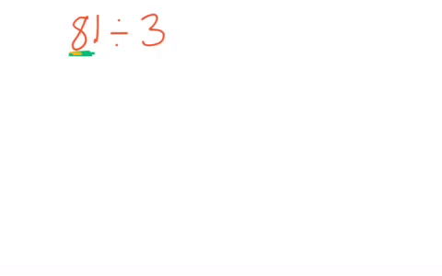All right, well, 3 times 1 gets me 3. 3 times 2 is 6. So I'm going to think about my tens. 3 times 10 is 30. 3 times 20 is 60. And 3 times 30 is 90. Well, 90 is too much. So I'm going to think 3 times 20, and I get 60. So I'm going to break 81 up. And I'm going to say 60 divided by 3.